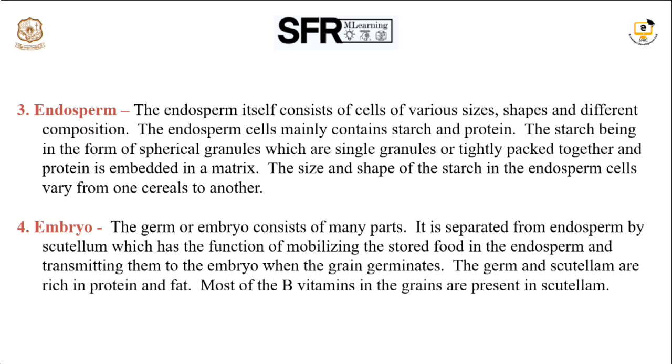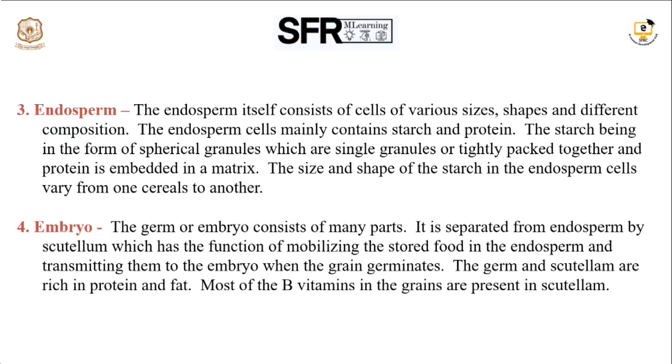The size and shape of the starch in the endosperm cell varies from one cereal to another. For example, wheat has one structure, and the size and shape of its starch is different from that of rice. So there is a difference in the shape and size of the endosperm starch in each cereal.